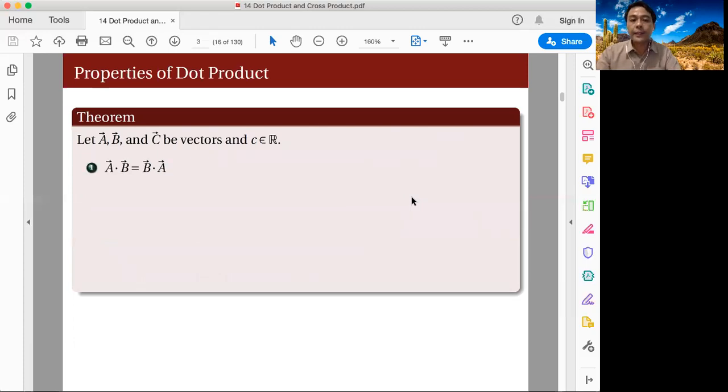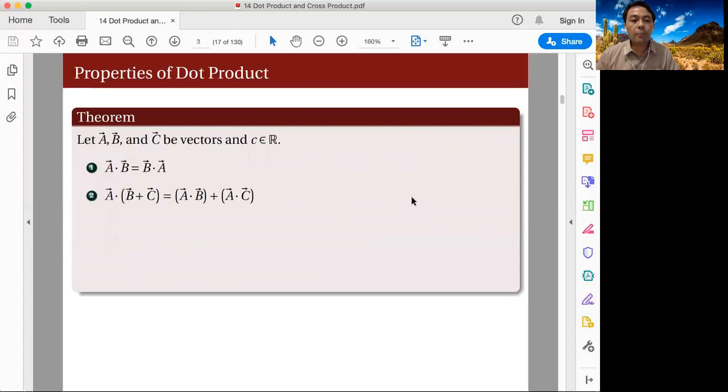Firstly, the dot product is commutative. So the vectors may commute. So A dot B equals B dot A. And the proof for this is very simple. It is because when you get the dot product, each term will be a product of two corresponding components, and the product of these two numbers is commutative. Okay, because multiplication of real numbers is commutative. And so you can switch the positions of the numbers and you will get B dot A.